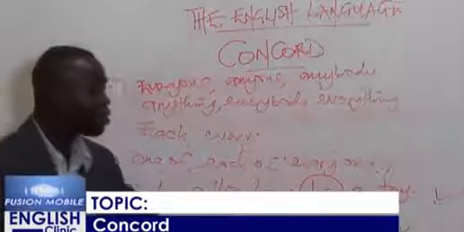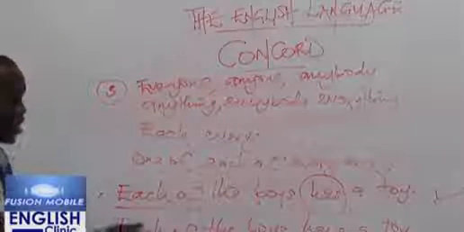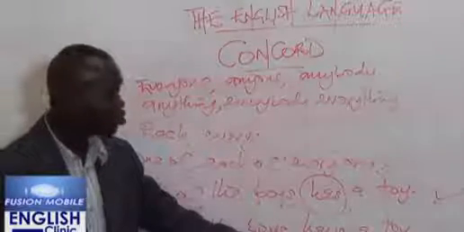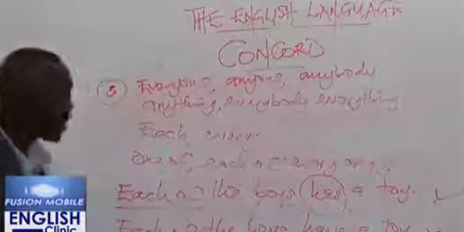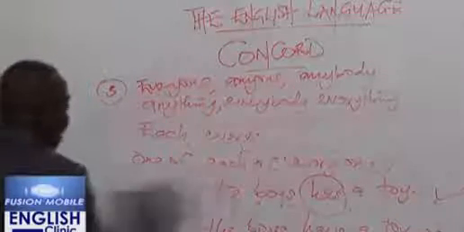Remember when we have each of, the verb that agreed with it was what? Singular. But in this example, you discover that we have each of and the verb there is what? Is have. So this construction is incorrect. Now let me give you another example to illustrate this point. Let's look at another example.